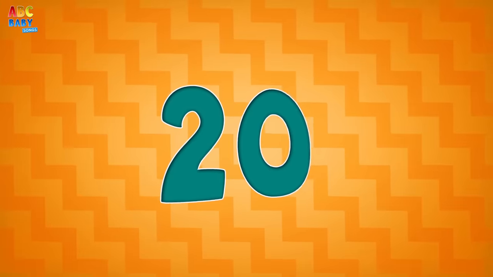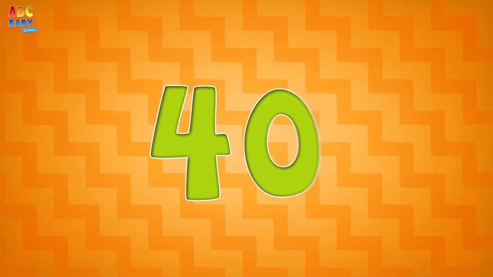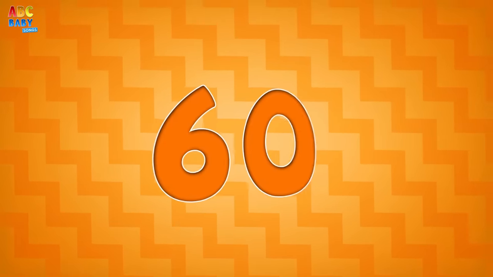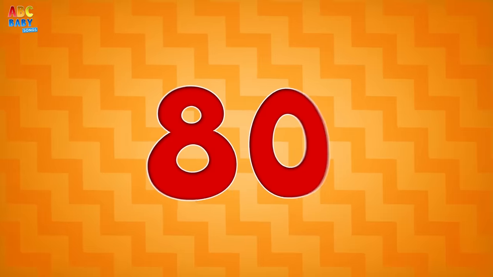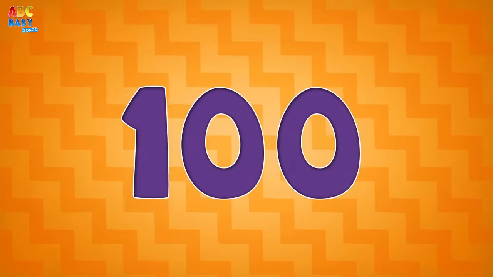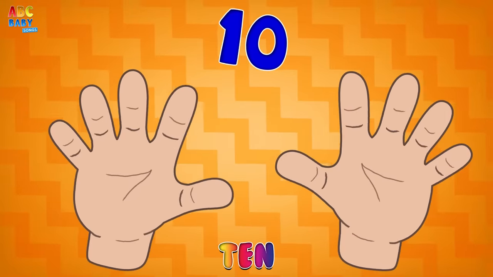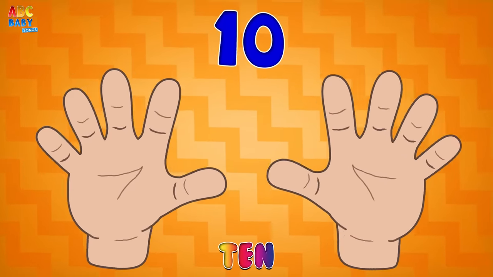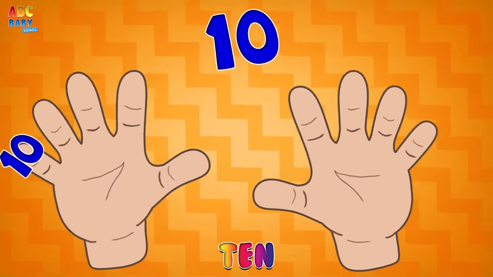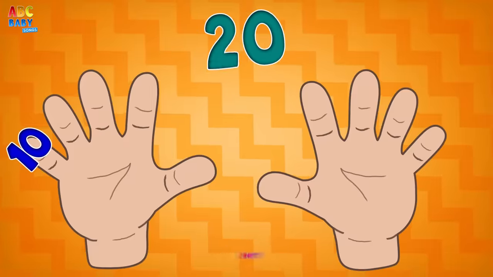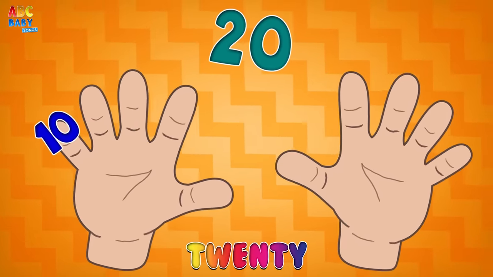10, 20, 30, 40, 50, 60, 70, 80, 90, 100. 10, 10, where are you? Here I am, how do you do? 20, 20, where are you?